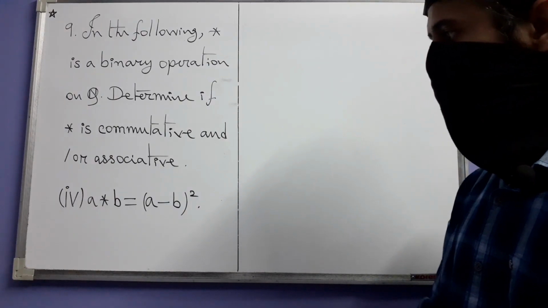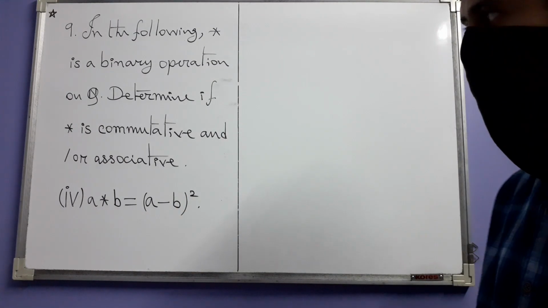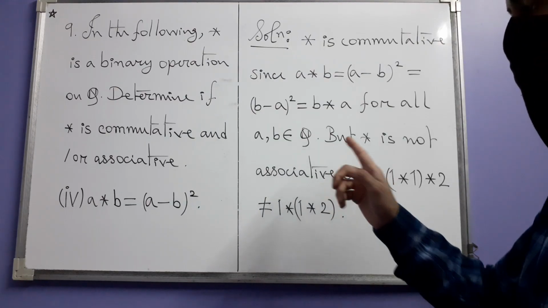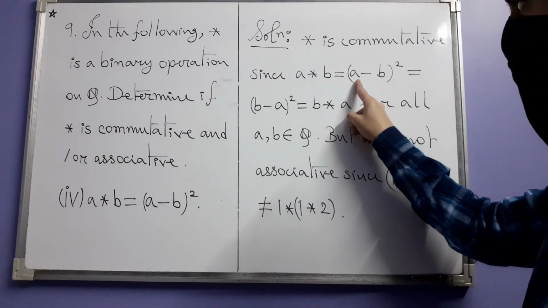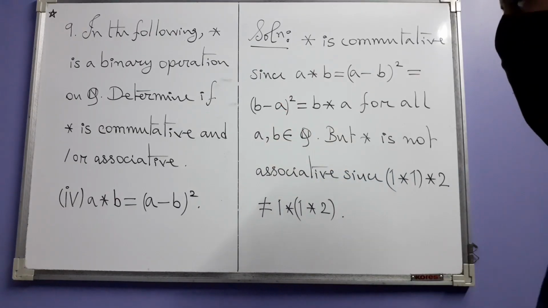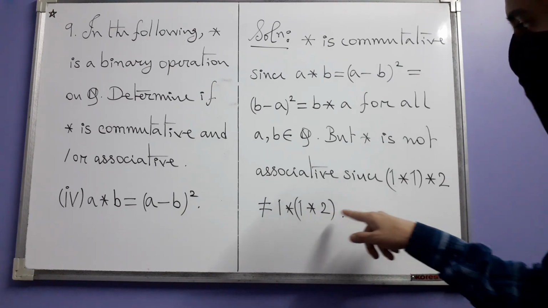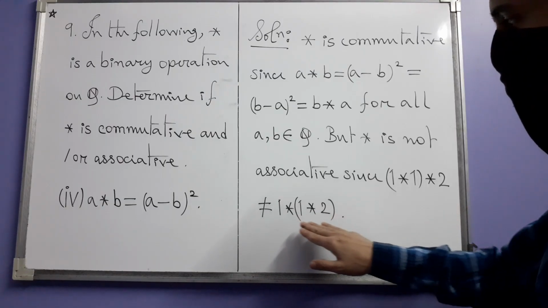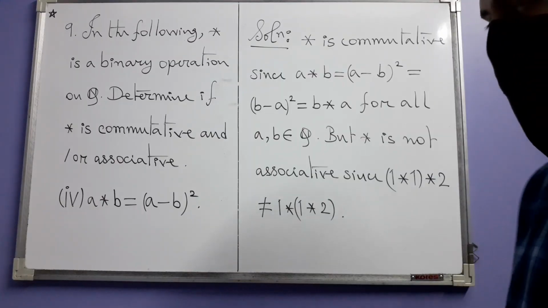Number 4 next. Here a star b is the square of a minus b. This one is commutative but not associative. Commutativity is almost immediate. For any two rational numbers a and b, the square of a minus b equals the square of b minus a. So commutative. But again, not associative. So this time I am not going to calculate the values. I want you to calculate these values and see that they are not equal using this operation, of course.